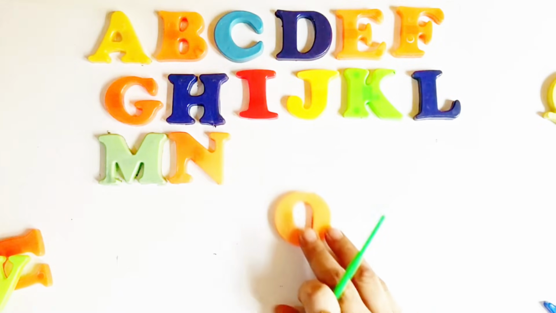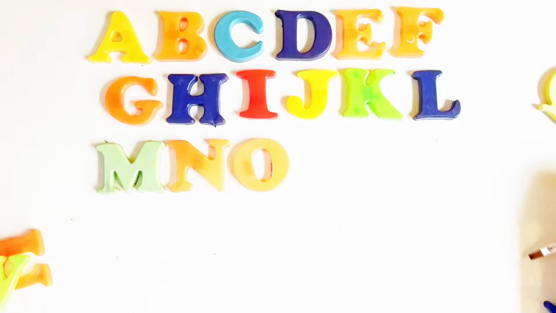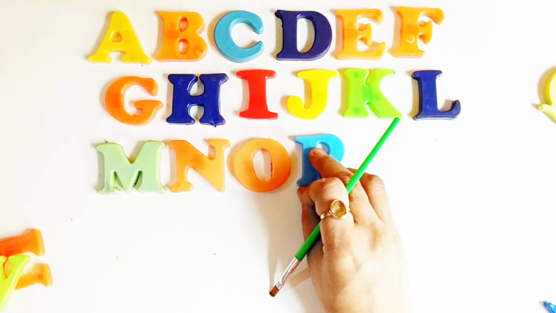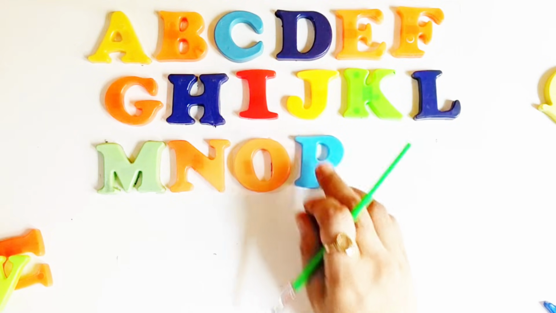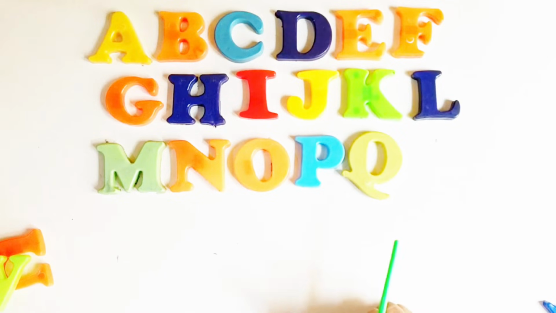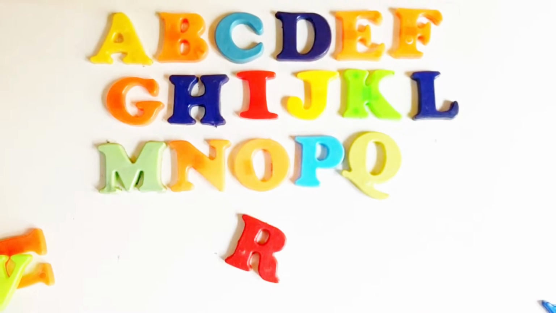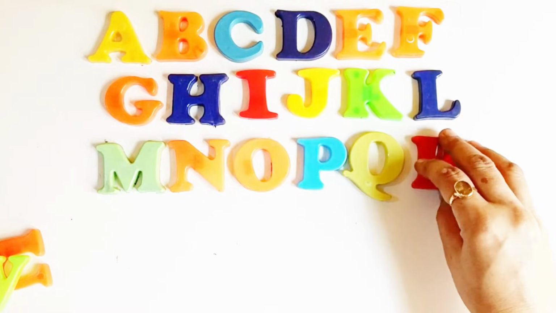This is O. O for ox. This is P. P for parrot. Q. Q for queen. This letter is R. R alphabet. R for rainbow.